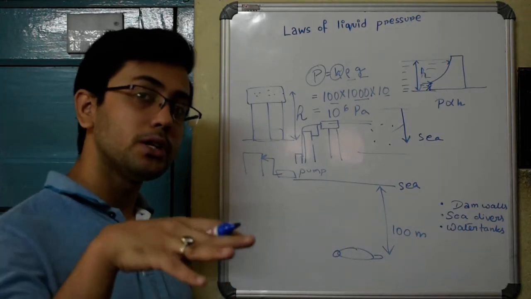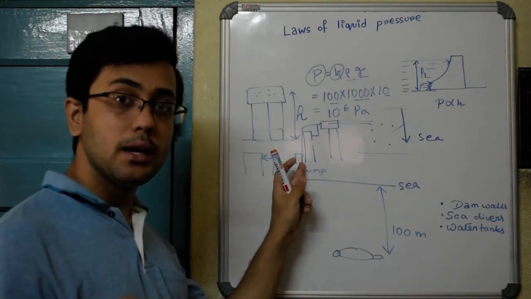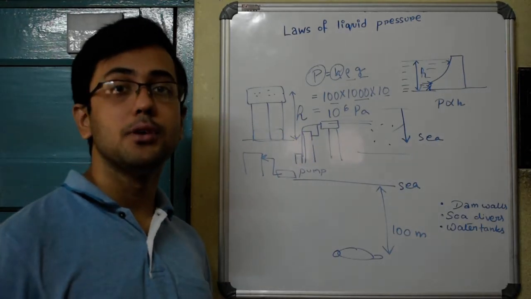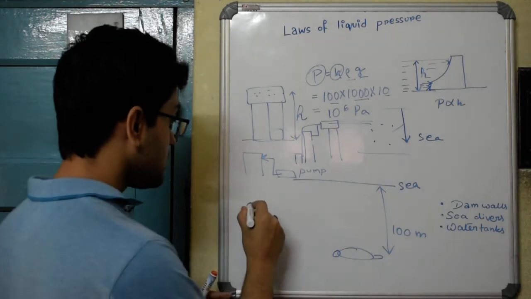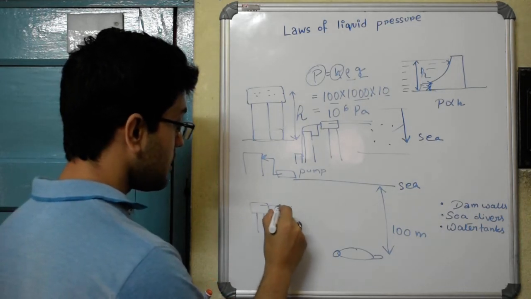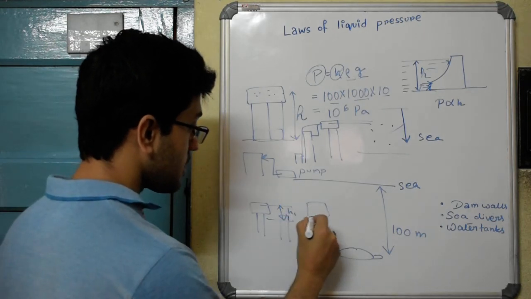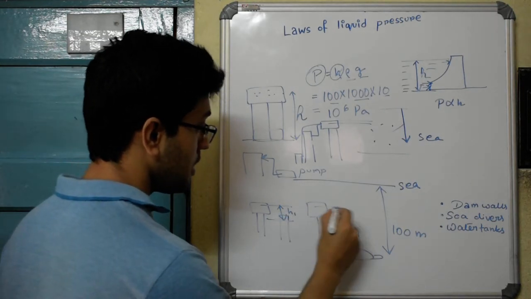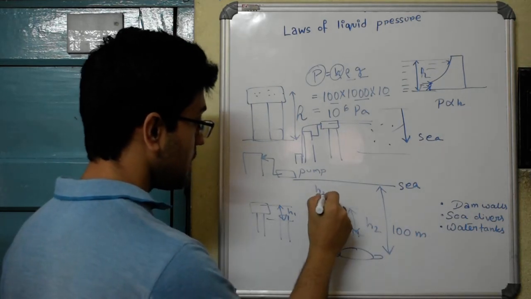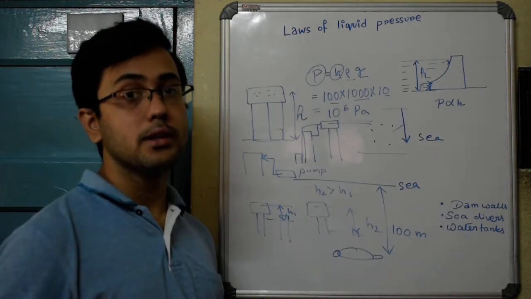You shall find that the pressure of water is greater for the tap at the 1-story building's height as compared to the tap at the 5-story building height. This is because, say if this is the water tank and this is the 5-story building, the height difference is something like this, h1. But if this is the water tank and this is a 1-story building, the height difference is something like this, h2. And obviously h2 is greater than h1, so the pressure is also greater in that case.